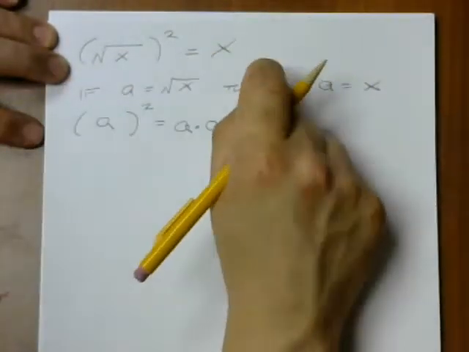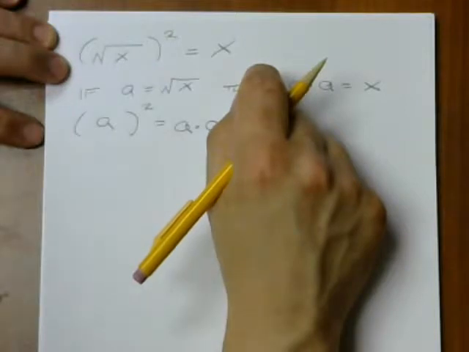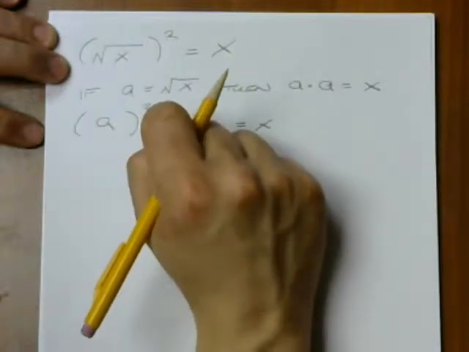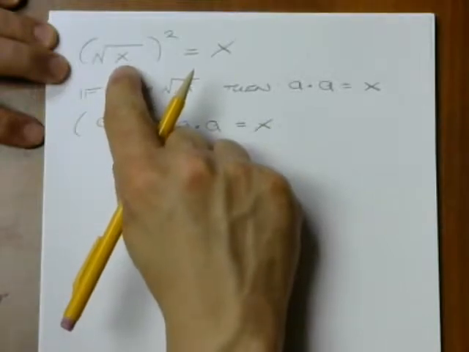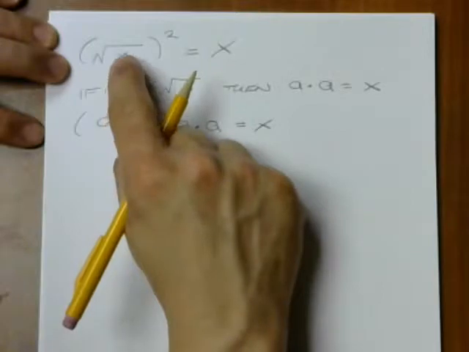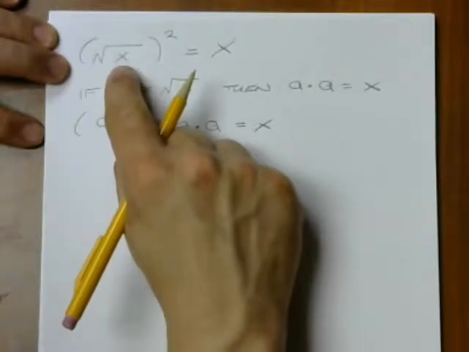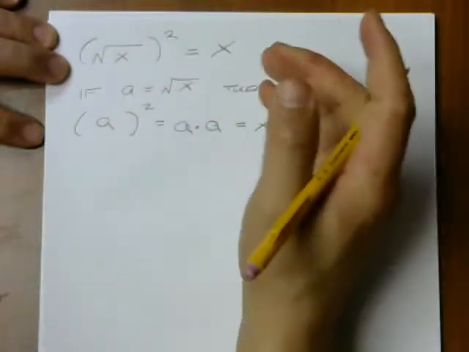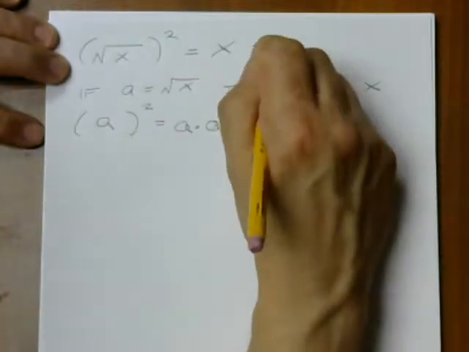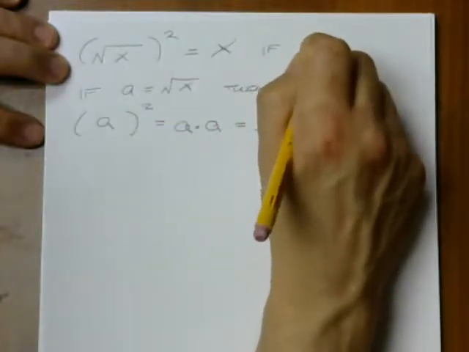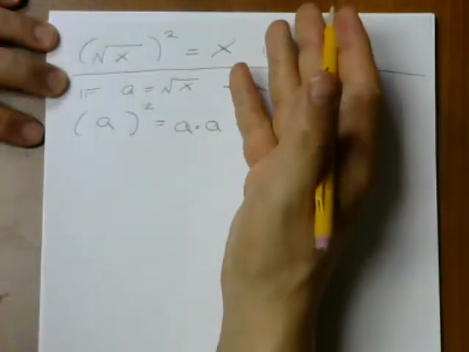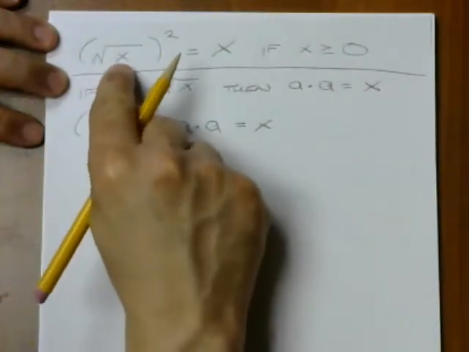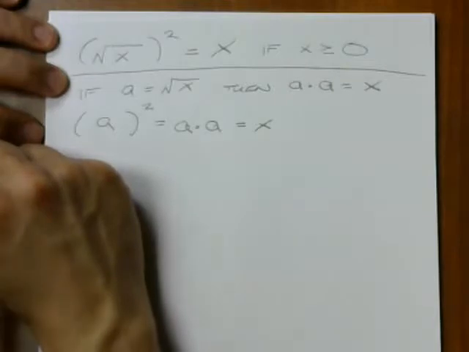There's one exception, though. What would happen if x is negative? Well, I couldn't take the root because I couldn't find any number so that if I squared it, I would get x if x was negative, because we're working in the real numbers. So this is only going to be true if x is greater than or equal to 0. Otherwise, this wouldn't be defined because we couldn't take radical x if x was less than 0.